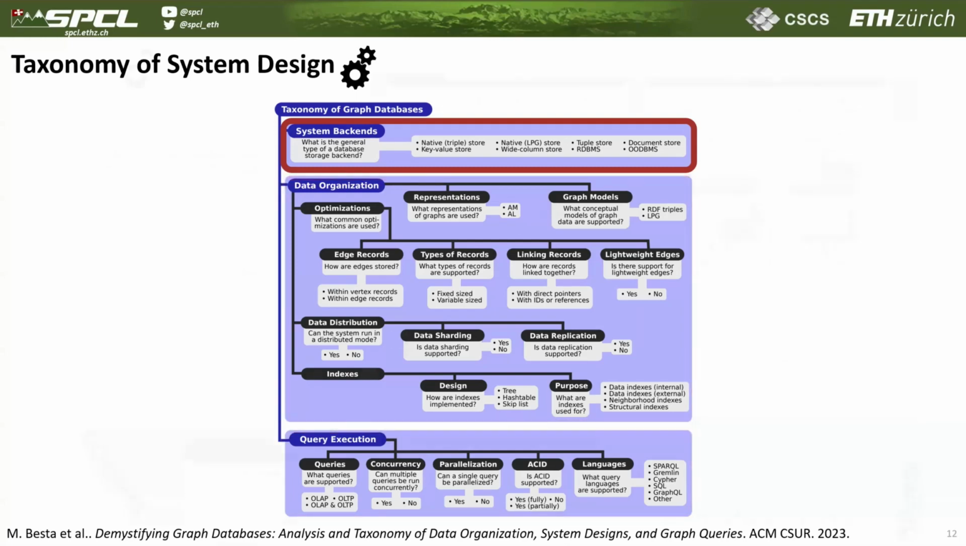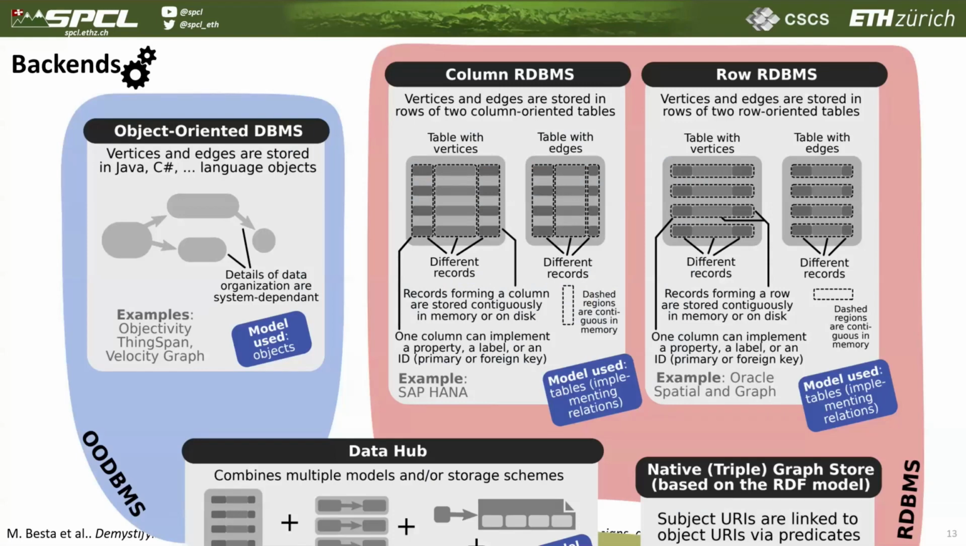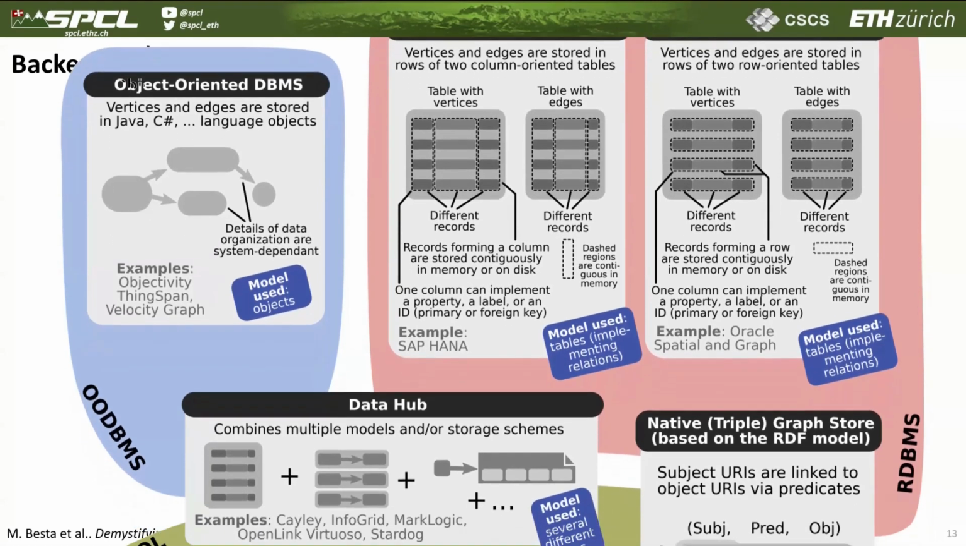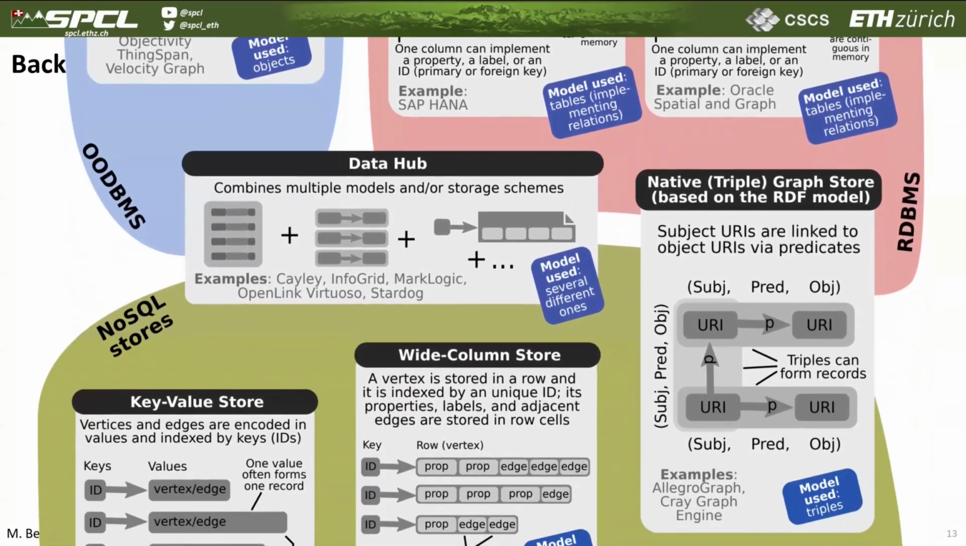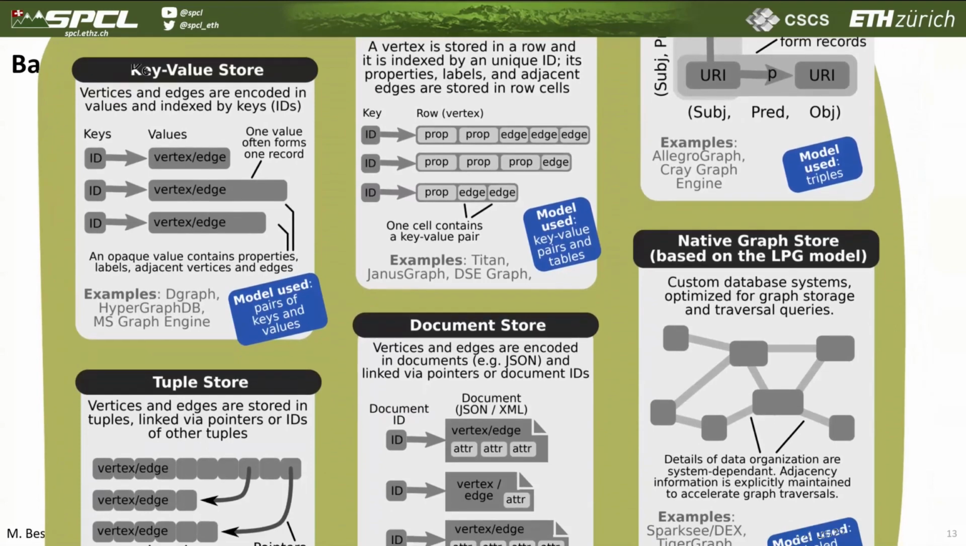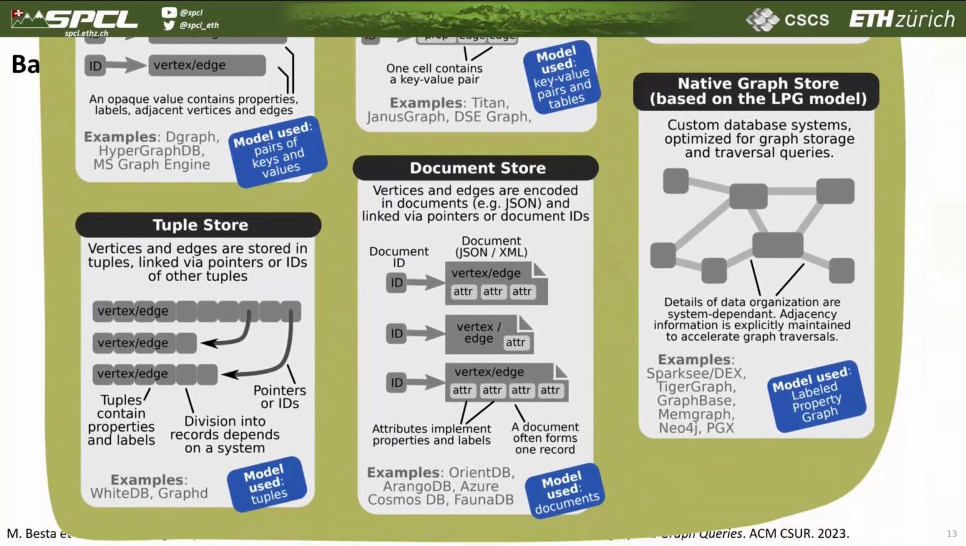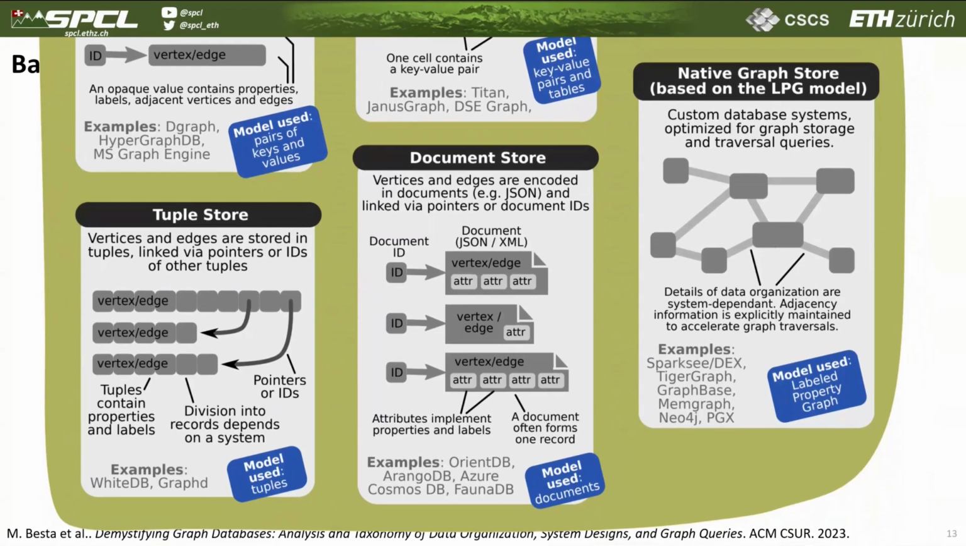In the first part, in the system backends, we identify several fundamental ways in which we can construct the backend of a given graph database. These can be things like object-oriented DBMS, or for example, using column or row RDBMS as the backend for a graph database, but also others like data hubs, wide column stores, key value stores, document stores, tuple stores, or other types of native graph stores. Native graph stores can be based on either the LPG or the RDF data model.